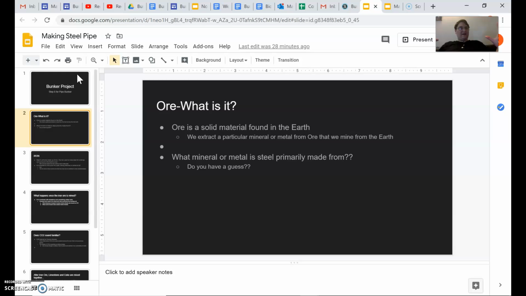And that ore is a combination of minerals. It's a combination of metals, right? It's typically not pure, meaning we don't just get the one thing we're looking for.